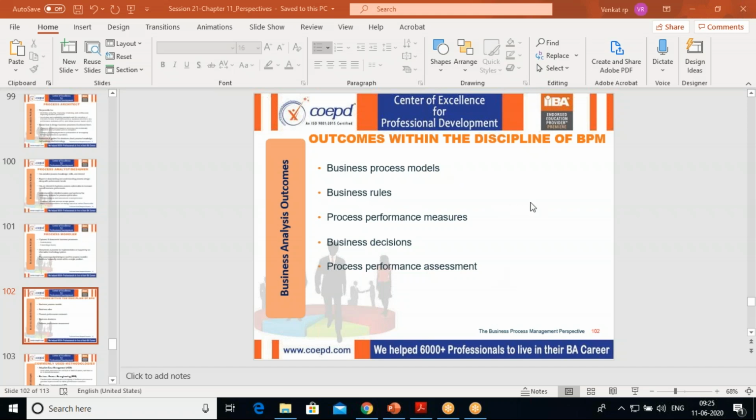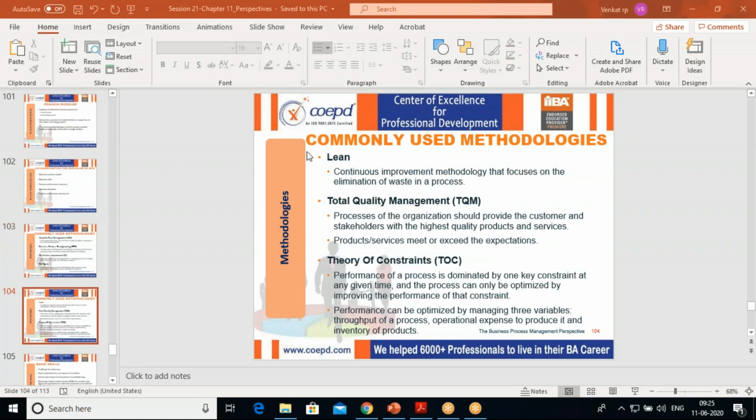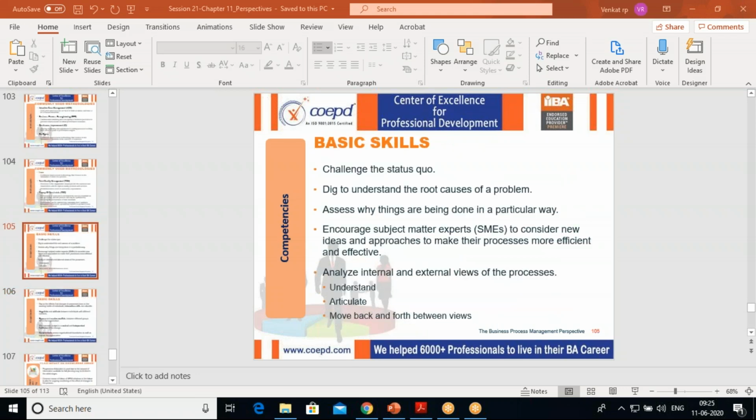Okay, we will see the business rules and the performance measures; the business decisions and performance assessments will be taken care of. And the methodologies we can see, like we have seen, are adaptive case management, business process reengineering. Generally we go with business process reengineering, and continuous process improvement on a regular basis, and Six Sigma, like we have gone through, and lean. Okay. And total quality management and the theory of constraints.